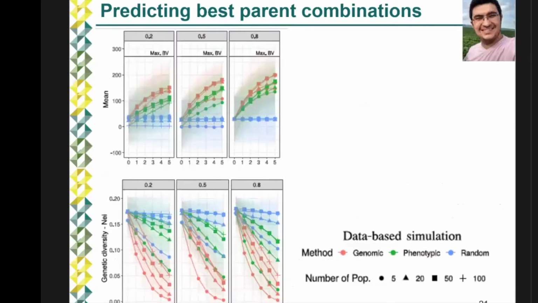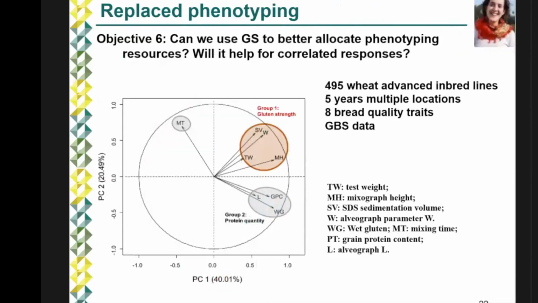This is an extension of that, and this is not published yet, but we're showing how long-term response to selection is affected by these methods. These are very preliminary results, but we can improve the mean of the population by optimizing a few things here, and we need to control for inbreeding. But then we'll get very good response to selection.